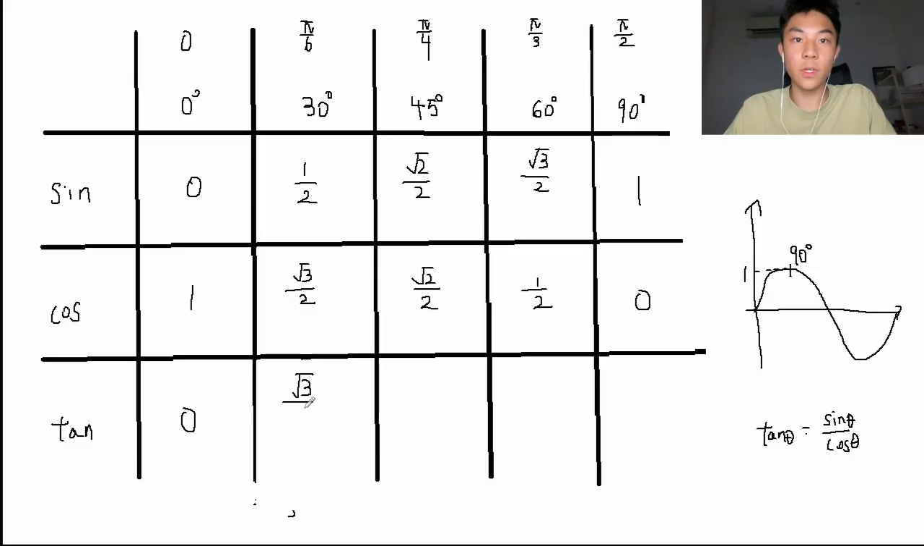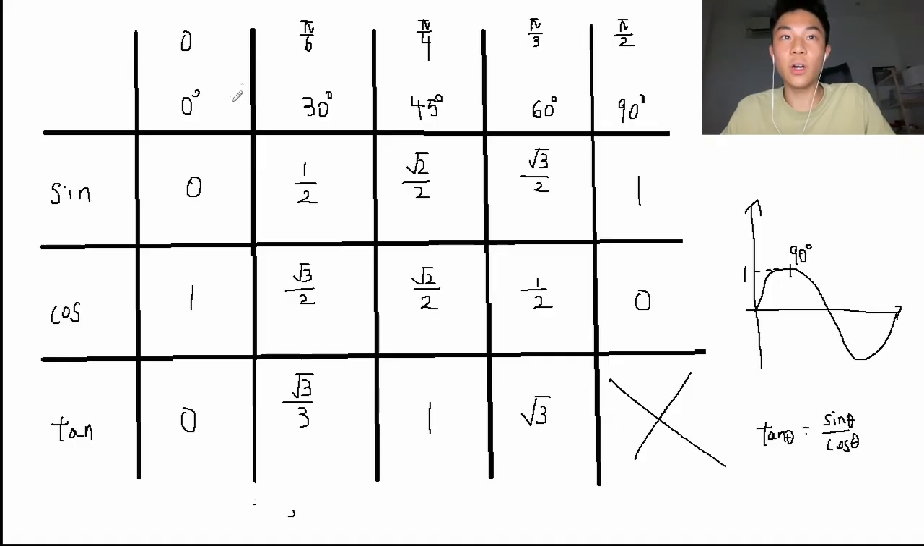So let's make this cleaner. Root 3 over 3. So tangent 45, that's root 2 over 2 divided by root 2 over 2. That's 1. Root 3 over 2 divided by 1 over 2. That's root 3. And 1 over 0, that's undefined, so let's cross it out. Yep. And that's the entire table.